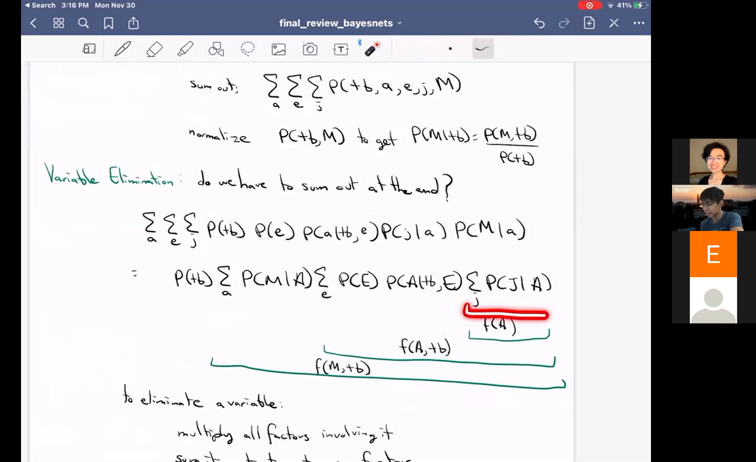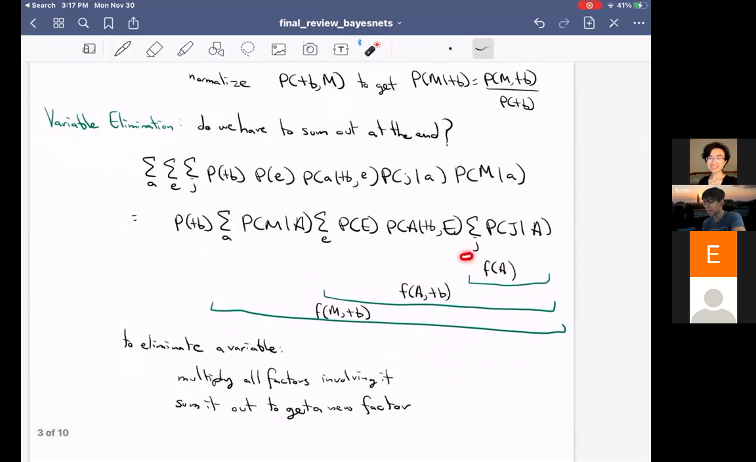We can compute this thing, which is a table, a factor with only one variable. And then we can compute the next variable, which gives us a factor with only two variables. And if we slowly, one by one, eliminate a variable, so eliminate J, then eliminate E, then eliminate A, the size of the probability tables that we work with is a lot smaller.